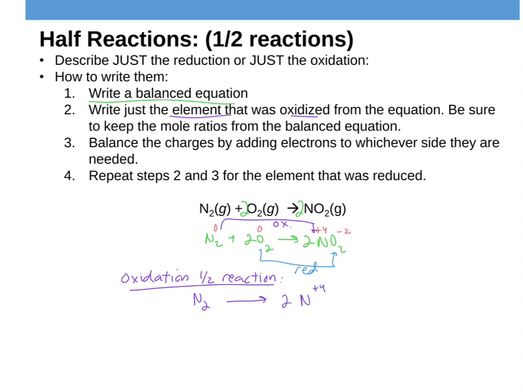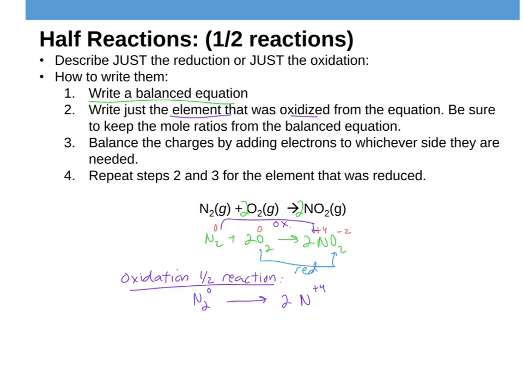All right, so I'm going from the N0 to the N plus 4s. And notice that I'm keeping the number of things together. So I had an N2 molecule, so I have an N2 molecule. And here I had two N equivalent of ions. I had two N's that were in this covalent compound, but they're both plus 4. So I had two nitrogens that are plus 4 is the idea.